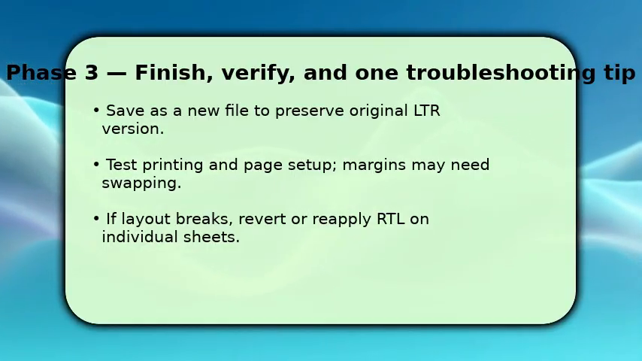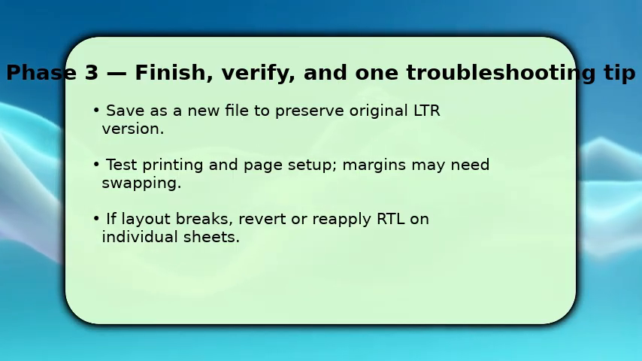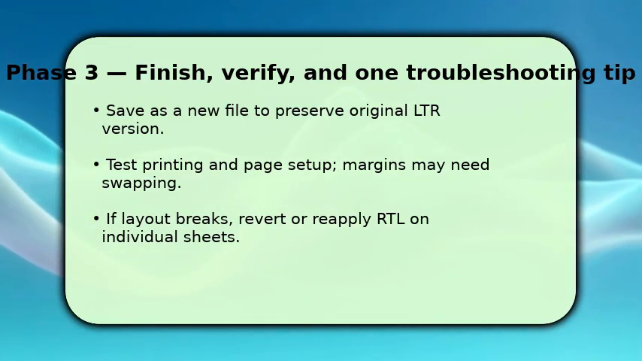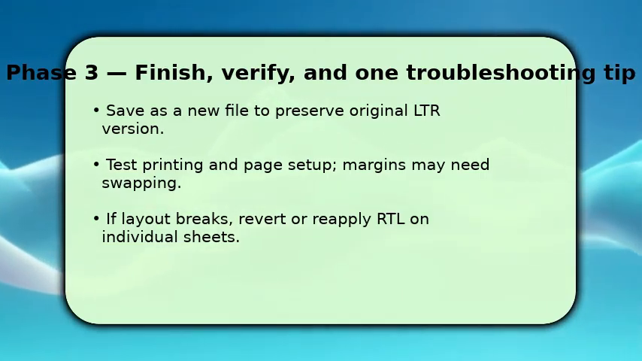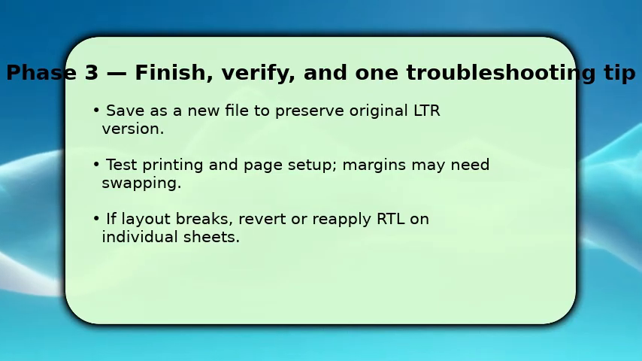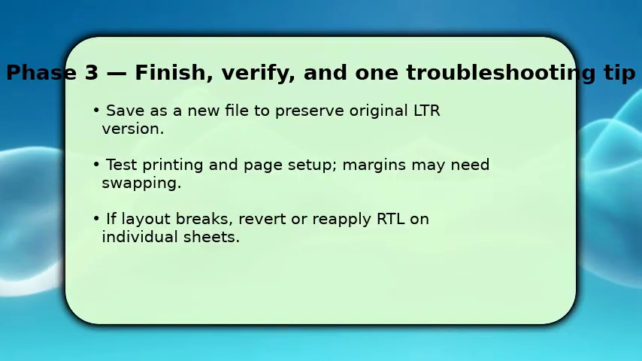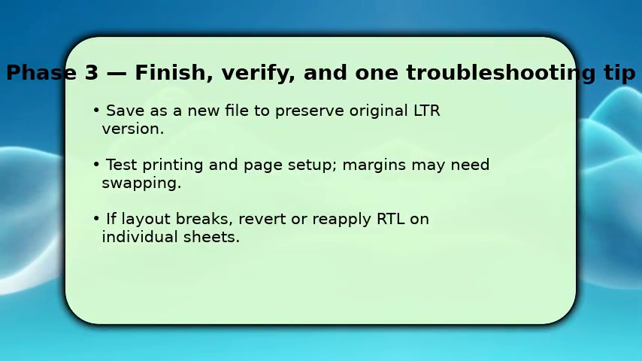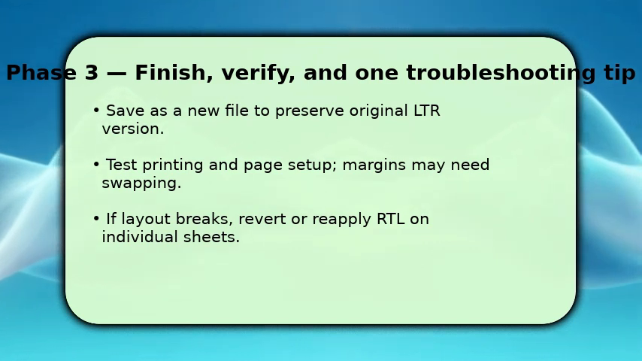This prevents accidental loss. Then preview printing and adjust page setup because margins and headers often require swapping to match RTL. If something looks wrong, tables misaligned, formats lost, reapply right to left on specific sheets or restore the saved original. You can also toggle Excel display language or regional settings as a last resort. Remember, small layout fixes are usually quicker than rebuilding.